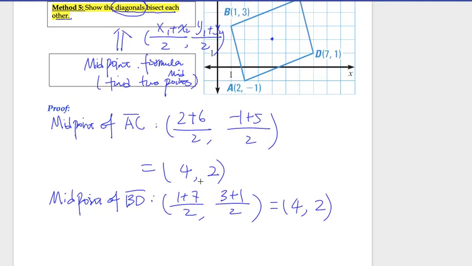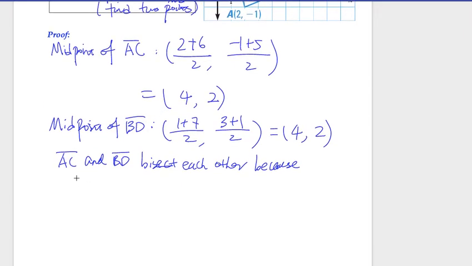So what does that mean? That means AC and BD bisect each other. Remember, we always need to explain, because they have the same midpoint. But do not forget, that's your explanation for your calculation.